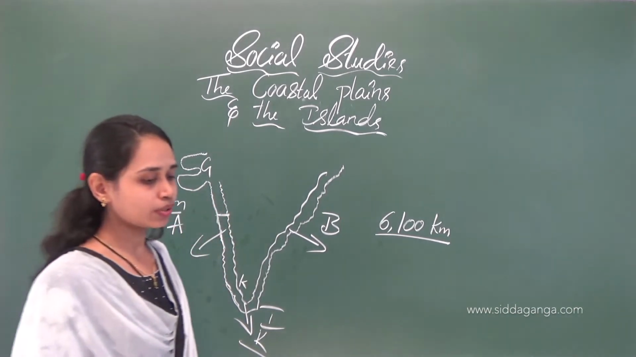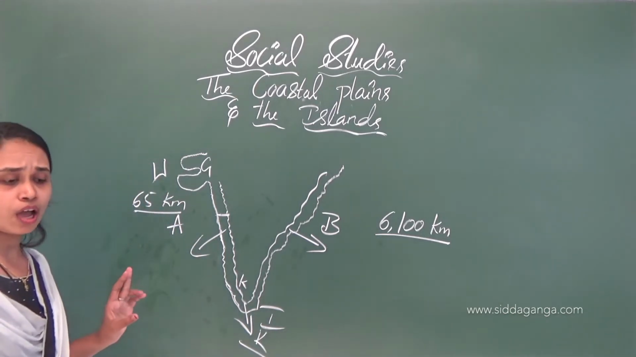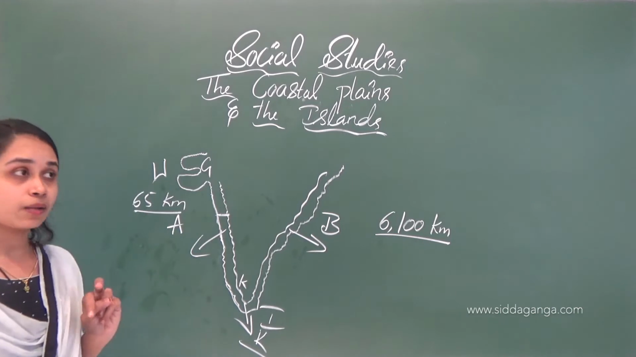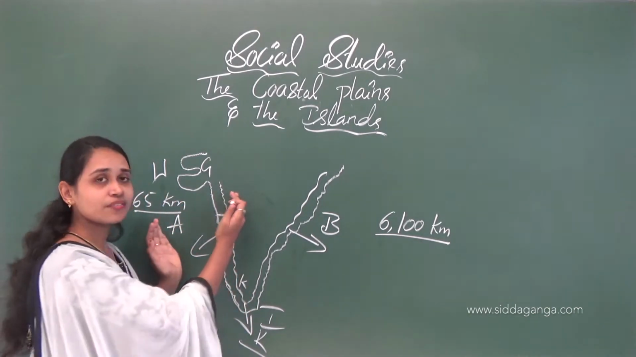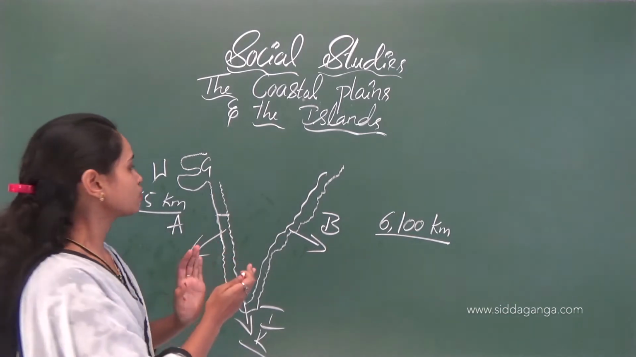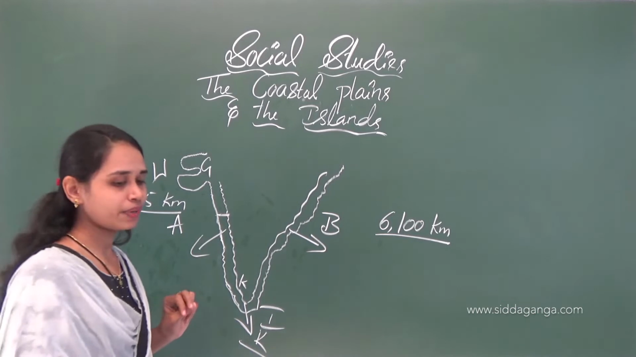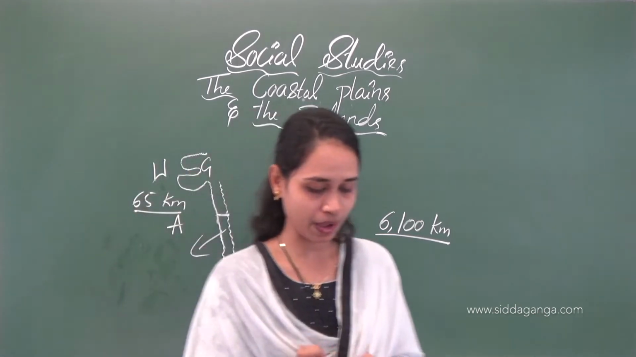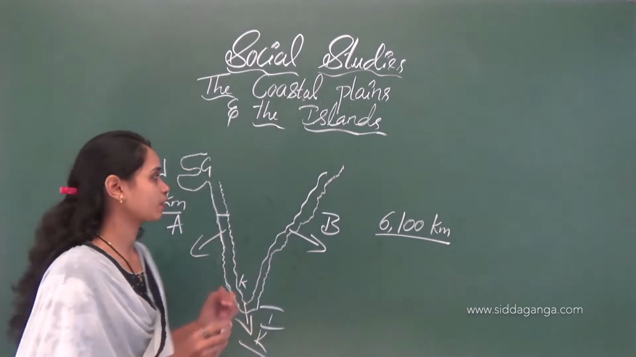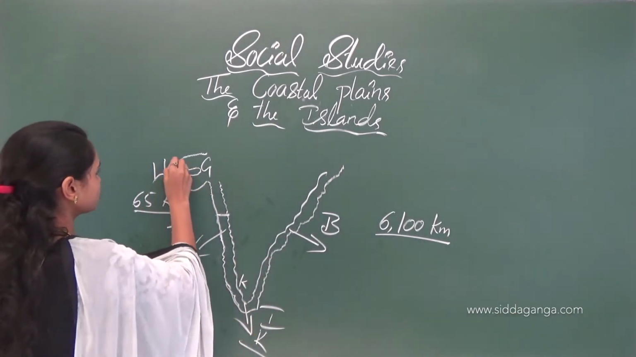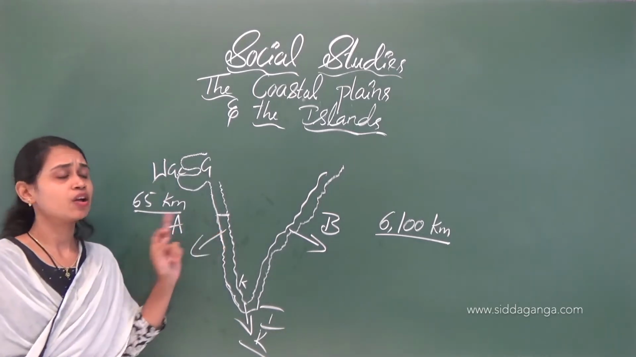So the western coastal plain is divided into how many parts? Yes, three parts. First we are studying the western coastal plain. It is divided into three parts. First one is the Gujarat coast, okay? And the second one is the Konkan coast.